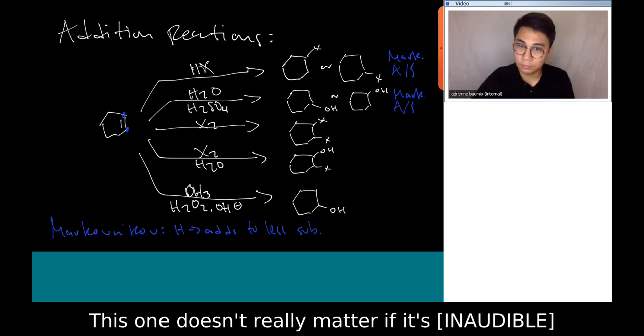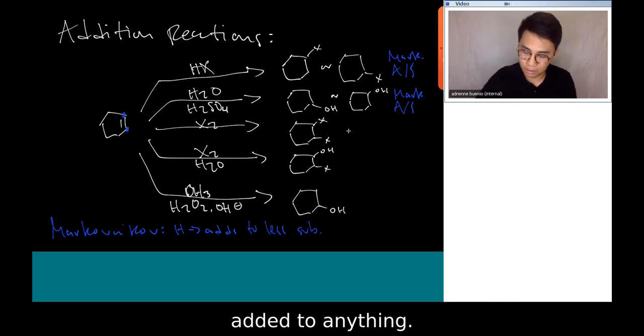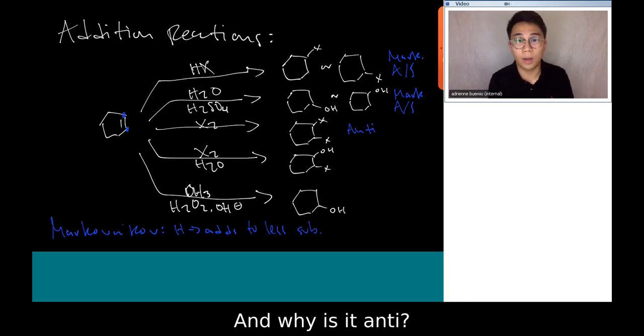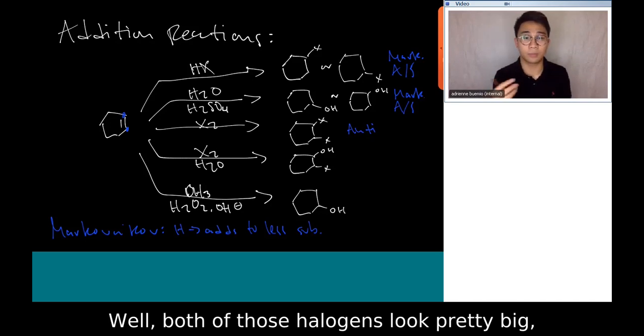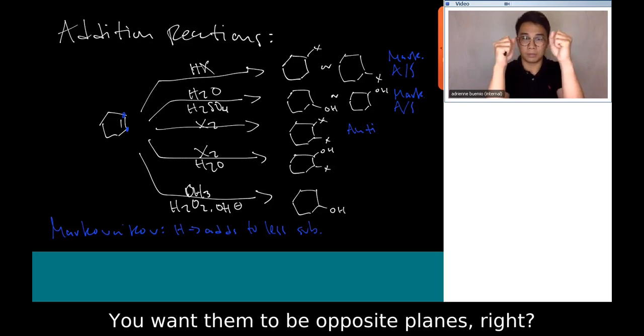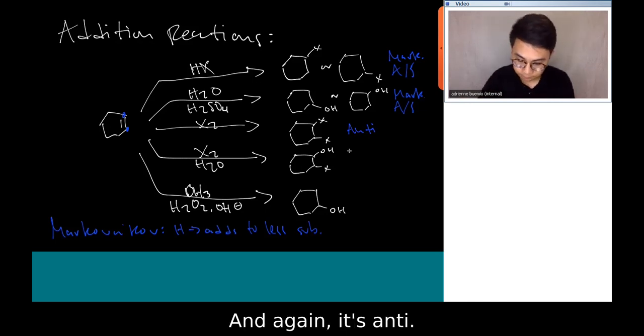This one doesn't really matter if it's Markovnikov or not because there's no hydrogen getting added to anything, but it is anti, right? Anti. And why is it anti? Well, both of those halogens are pretty big, right? So you're not gonna want them in the same plane. You want them to be in opposite planes, right? And same thing over here, just OH and a halogen group. And again, it is anti.